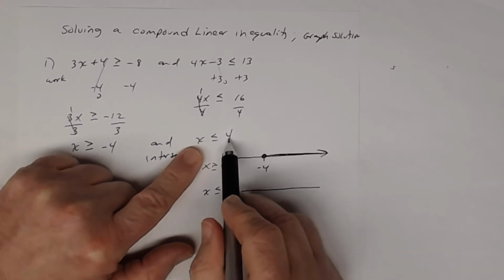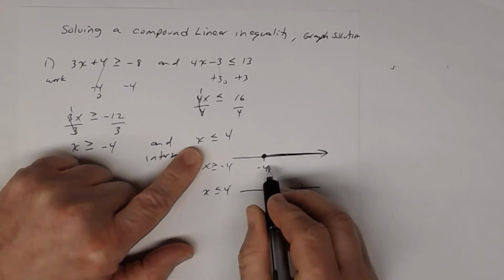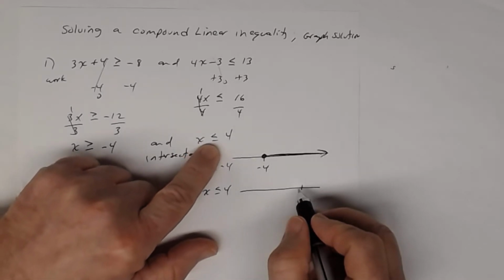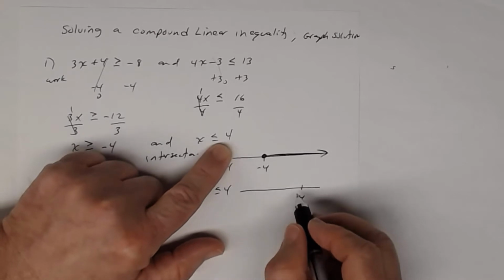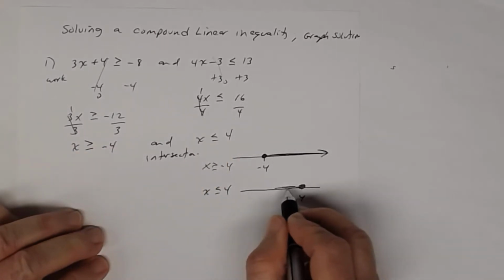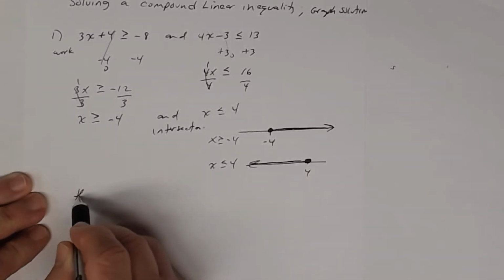So you see this is a positive 4, this is a negative 4. So make sure you put positive 4 to the right of negative 4. So here's positive 4. So my solution would be any number less than or equal to 4, right? And so I put a closed circle since there's an equal symbol. I'm going to shade in every number to the left.